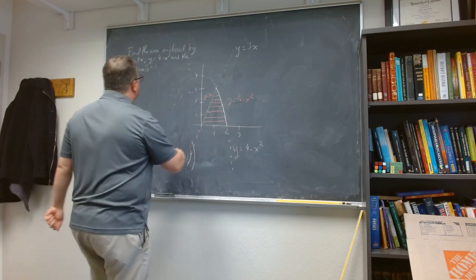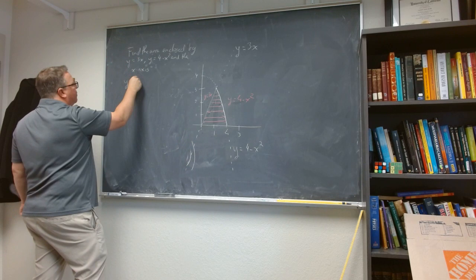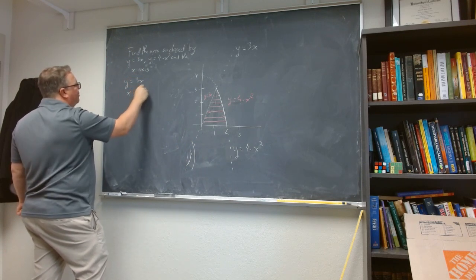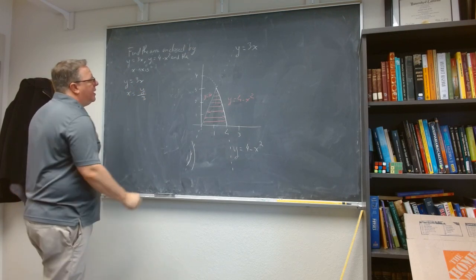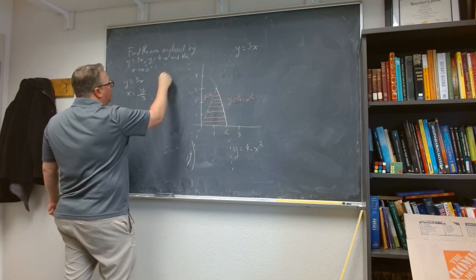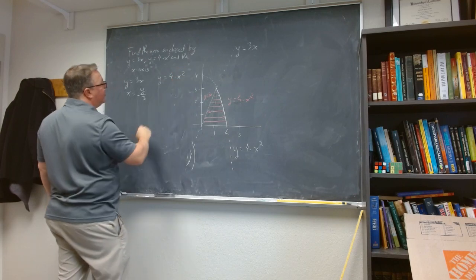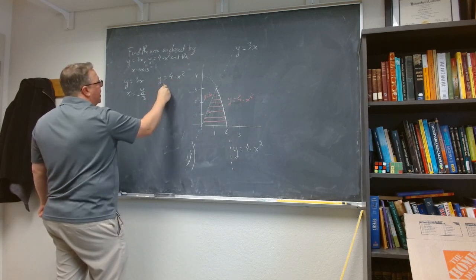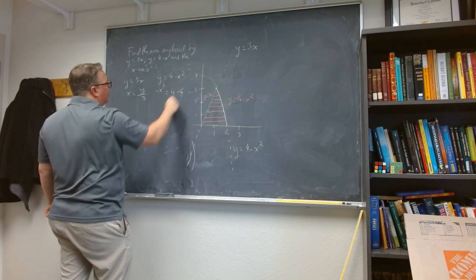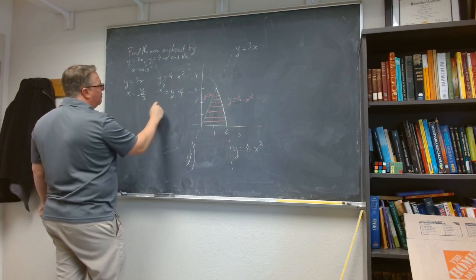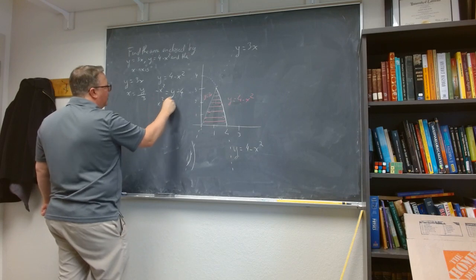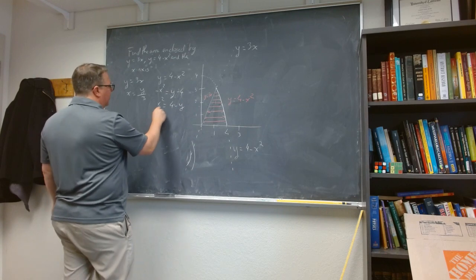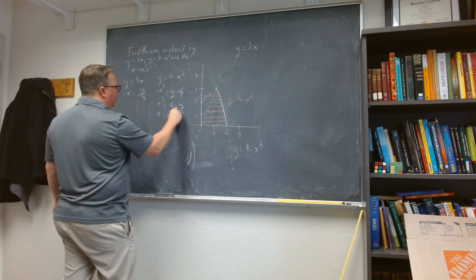the other variable. So y equals 3x becomes, dividing both sides by 3, x is going to be y over 3. And similarly, y equals 4 minus x squared, we're going to solve for x. So we're going to subtract 4 from both sides. Negative x squared equals y minus 4. I'm going to divide by negative 1 or multiply. x squared equals 4 minus y. And then I'm going to take a square root. x will be the square root of 4 minus y.